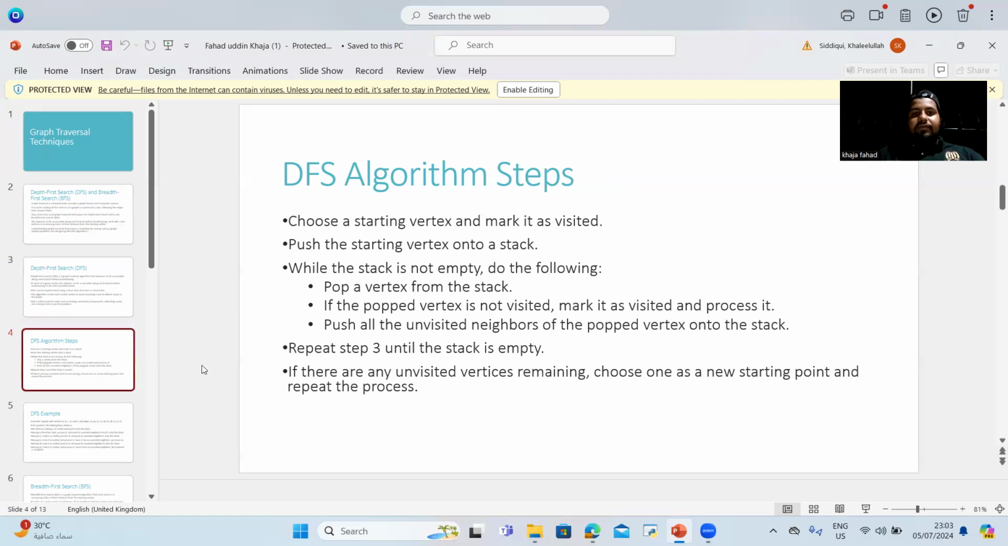Here are some DFS algorithm steps. Choose a starting vertex and mark it as visited. Push the starting vertex onto a stack. While the stack is not empty, do the following. Pop a vertex from the stack. If the popped vertex is not visited, mark it as visited and process it. Push all the unvisited neighbors of the popped vertex onto the stack. Repeat step 3 until the stack is empty. If there are any unvisited vertices remaining, choose one as a new starting point and repeat the process.